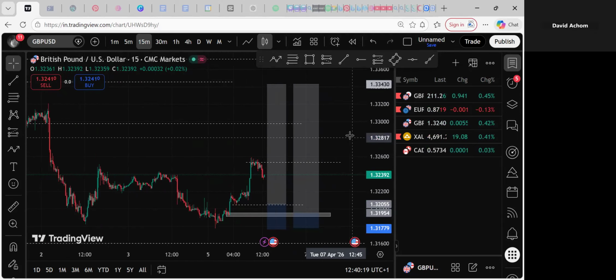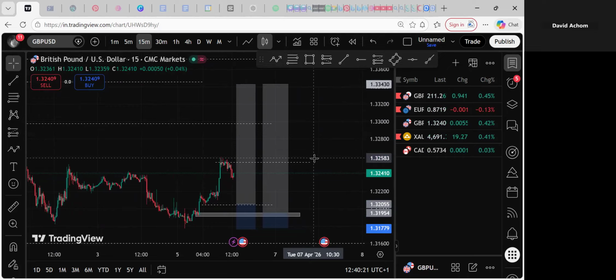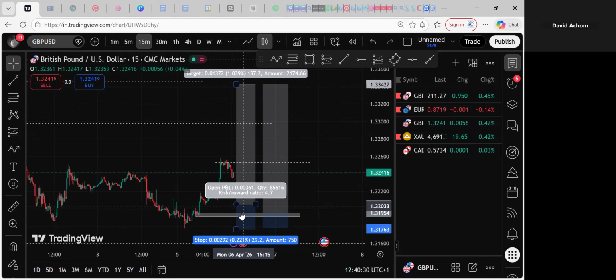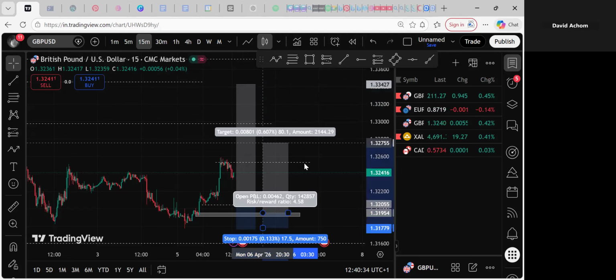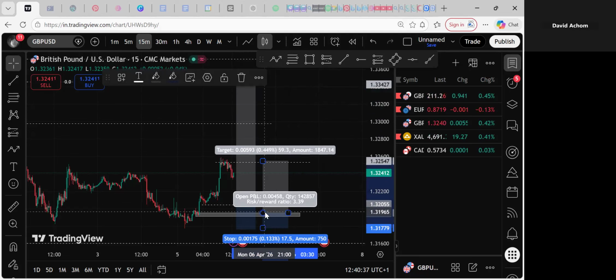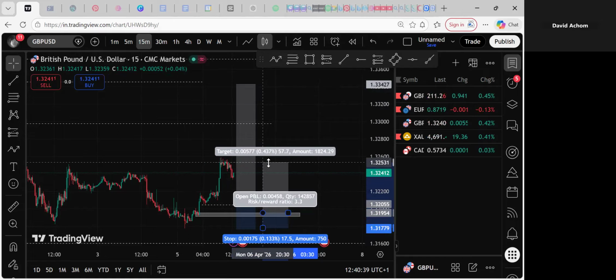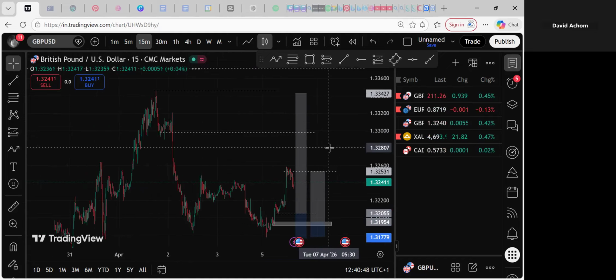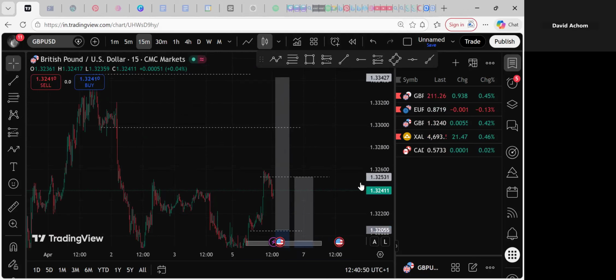I'm going to drop the parameters on the Telegram channel, for the first entry and for the second entry. So you're going to see entry 1 and entry 2. Entry 1 is going to have this SL and this TP. Entry 2 is going to have a different entry, the same SL, but a different TP, because entry 2 is going to be a 1:3, while entry 1 is going to be a 1:4.7. That should be all for me for today, guys.